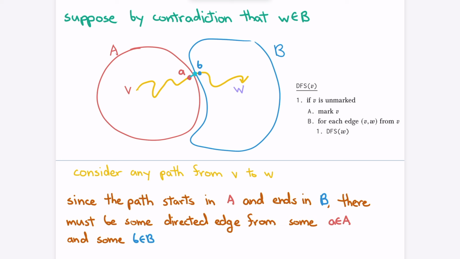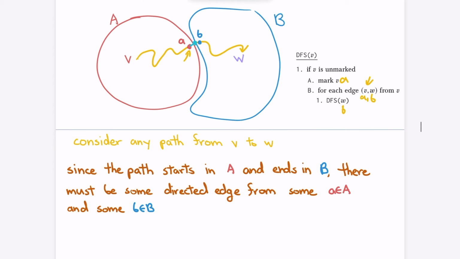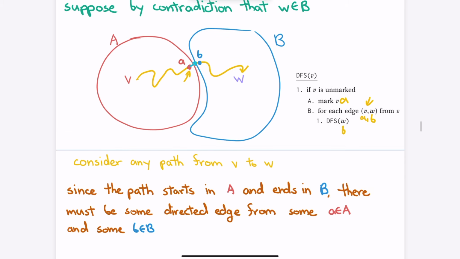If you visit A and you mark A, then you're going to traverse every edge, including A to B. So this would be A, B, and you're going to call DFS on B. So B will have to get marked, but B was supposedly not marked, and that's your contradiction. So you just set up the thing.